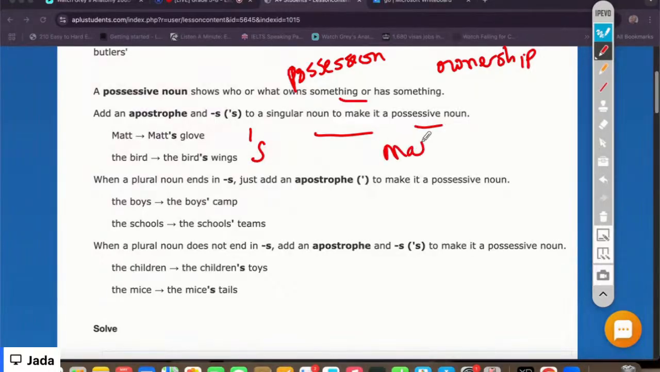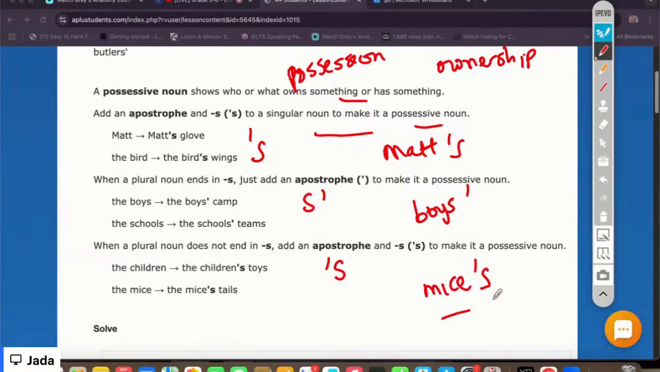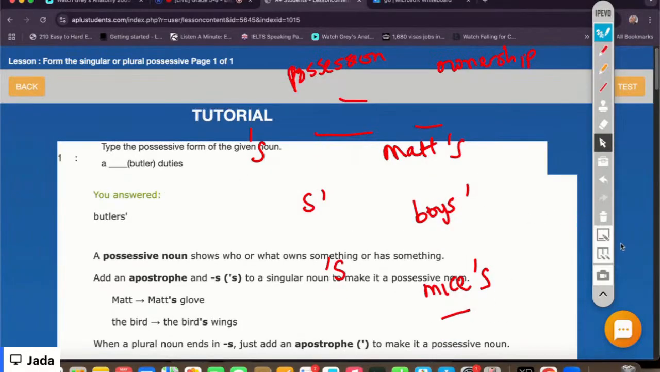just like Mat is singular and then you add s. Then when a plural noun ends with s, just add an apostrophe afterwards. Like the boys ends with s, you add an apostrophe. And when a plural noun does not end with s, you have to add apostrophe and s. So just like when we say mice is in the plural form, it doesn't end with s. So we put apostrophe and then s. So let's look at some examples.